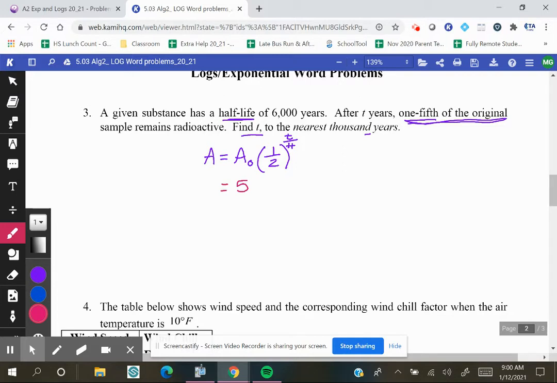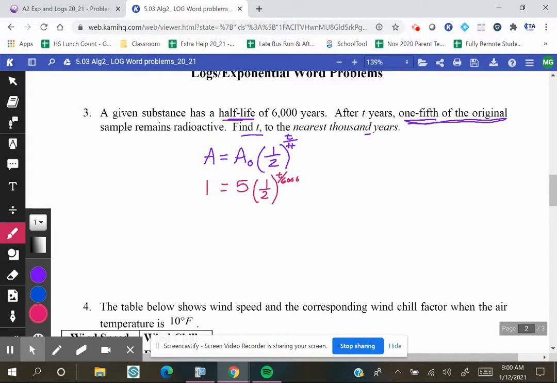So 1 out of 5 of the original sample remains means I'd be left with 1 gram. And then it's raised to, we're looking for t, and we know the half-life is 6,000 years. So now I have just one variable, so now I need to figure out how to solve this. Try to pause the video here, see if you can solve this on your own.